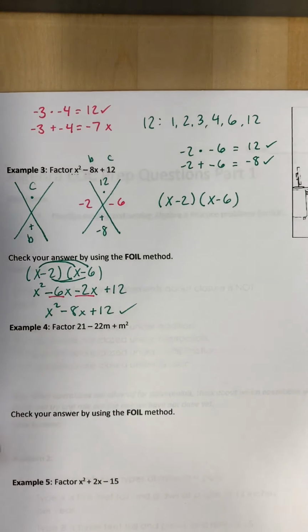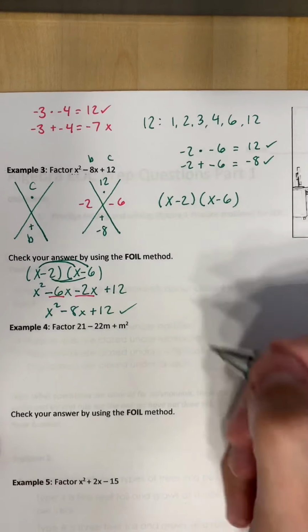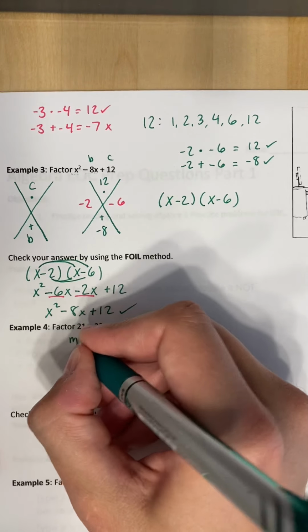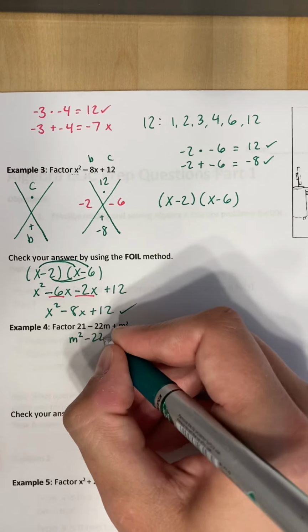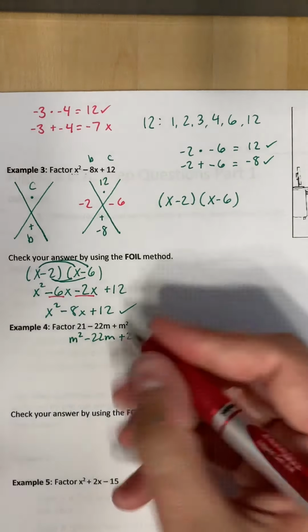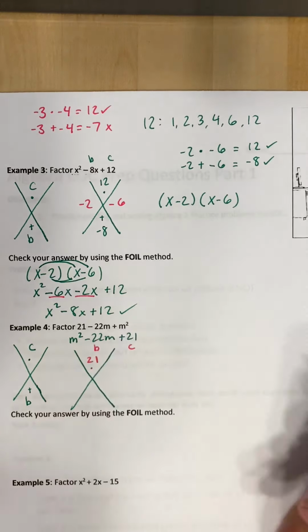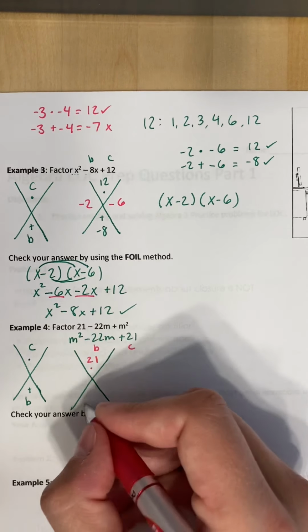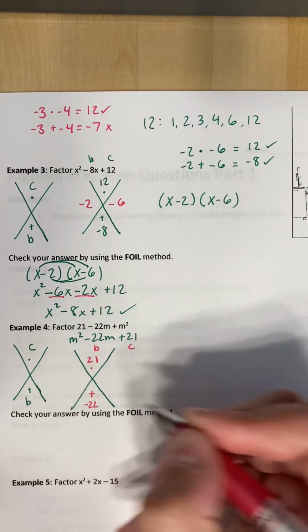All right, let's look at the next one. The next one is written differently. We should have to rewrite it. So that would be m squared minus 22m plus 21. And we know that this is b and this is c. So if we do our x, we know that c goes here, b goes here. So let's do another x, and let's put c 21, and we want this to be multiplying. And then the b is -22, and this should be adding.